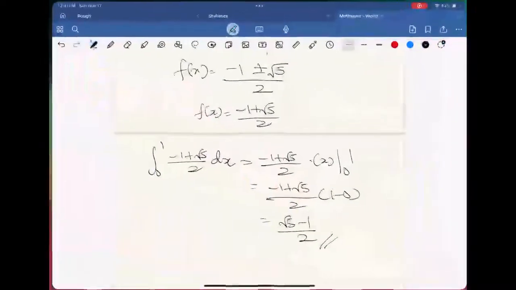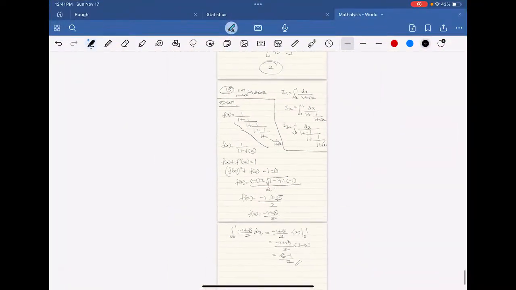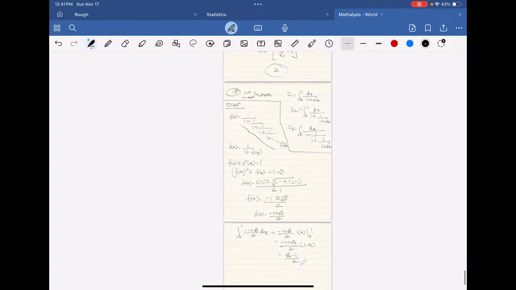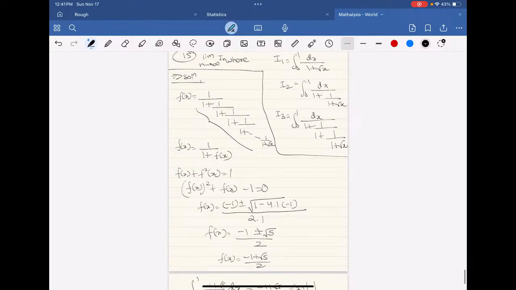This worked. Right, guys? I hope you understood how this worked. This just worked, right? Okay. Now, let's go to the next problem.